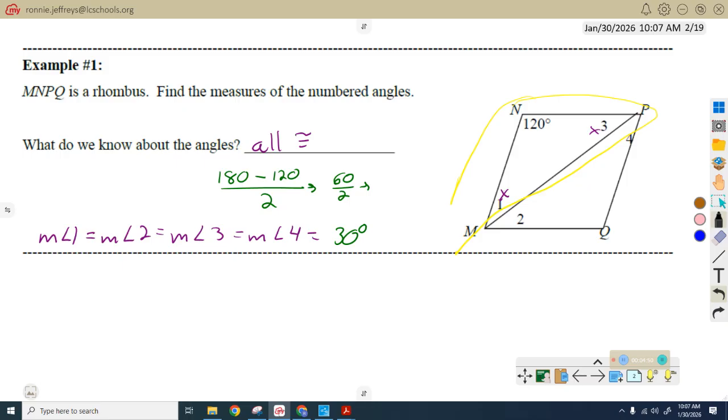Now, I set it up like this in green because this is actually the shortcut version of doing it as an equation. You could have said like 2x plus 120 equals 180. This right here is what we're going to be using in the calculator a whole lot today. All right. So, are we good with example 1?